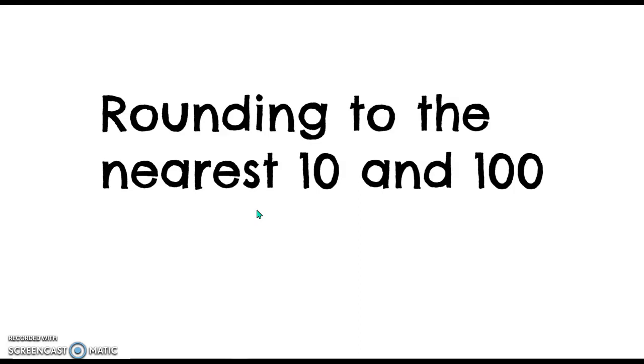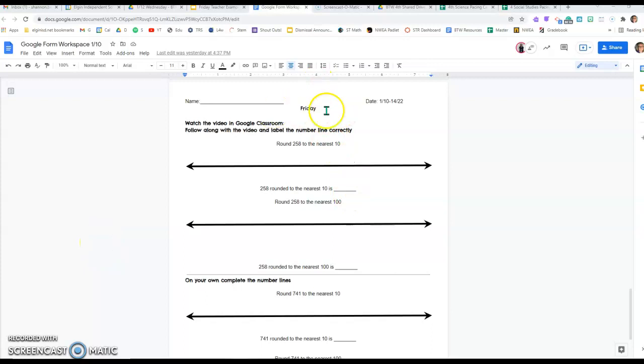Today, we are going to continue working on rounding to the nearest 10 and to the nearest 100. Make sure you have a pencil that is sharpened and ready to go, and make sure you have this paper in front of you. So the paper says Friday, and it starts with round 258 to the nearest 10. Remember, we're going to do this top section of the paper together, and you are going to do the bottom section by yourself. So let's get started.